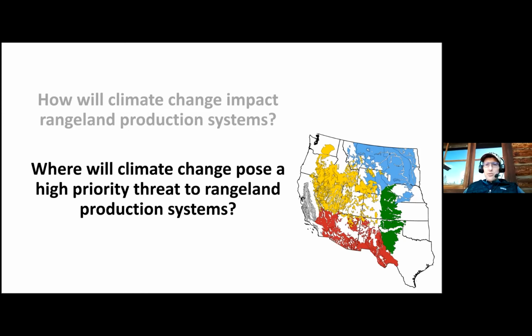In some places, precipitation might actually increase. This could lead to increases in forage availability, might make things better for rangeland production systems. In other places, the frequency and severity of droughts might increase dramatically. That could lead to severe forage shortages. Furthermore, in places where the impacts of climate change are relatively small, it might make sense for producers to worry more about other threats to their operations.